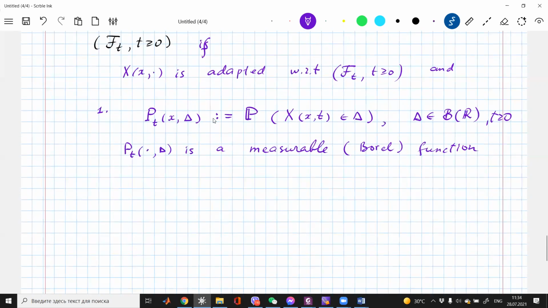Okay, so why do we need such an assumption? We will substitute, instead of the initial point x, a random value. So we need to be sure that this is a random value again. The next assumption says that the first argument x means that we start at point x at time 0, so this probability is equal to 1 for each x from R.